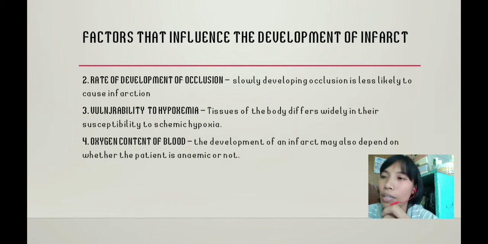Number four is oxygen content of blood. An anemic patient cannot tolerate arterial insufficiency, and occlusion of the blood vessel may lead to infarction, unlike in a normal patient, where it might be without effect. Okay, so that's all for embolism and infarction.